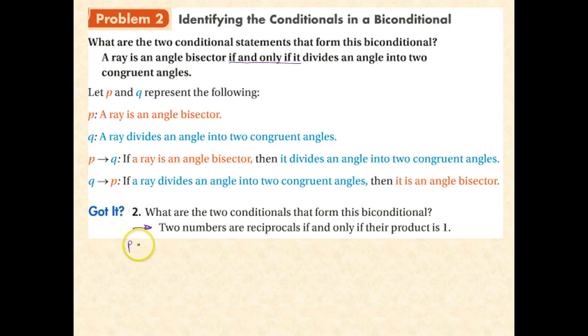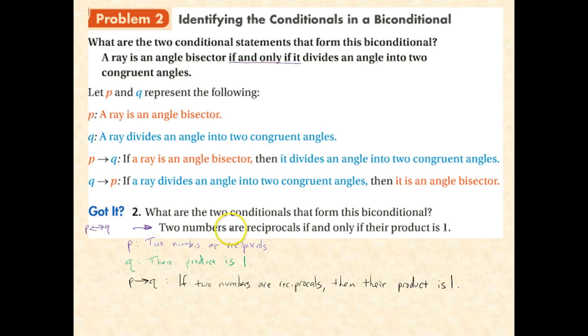Alright, so this right here is P if and only if Q. So we can let P be two numbers are reciprocals, and we can let Q be their product is 1. So one of the conditionals would be P implies Q. If two numbers are reciprocals, then their product is 1. And Q implies P would say, if two numbers have a product of 1, then they are reciprocals.